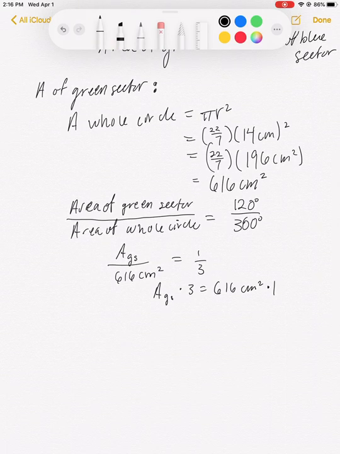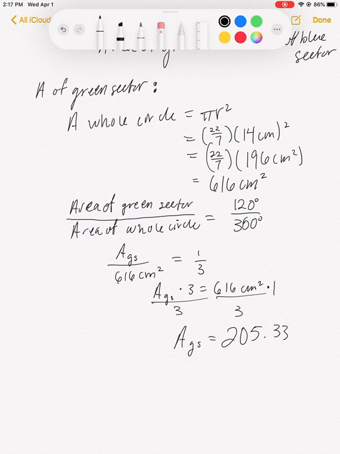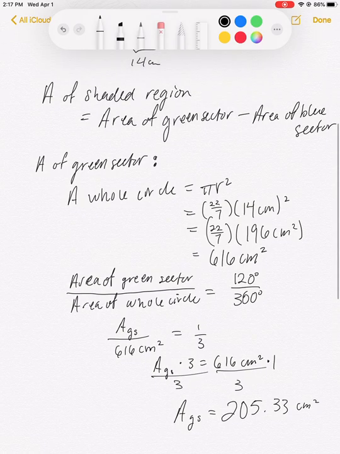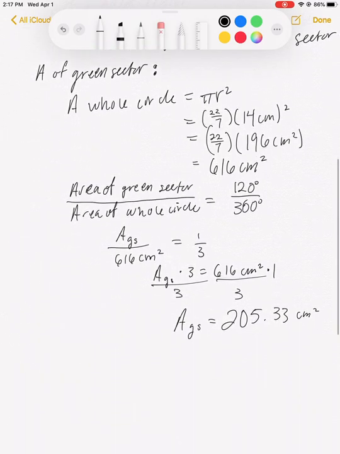And so we need to divide by 3 on both sides, and then the area of the green sector is equal to 616 divided by 3, which my calculator says is 205.3, 3 repeating goes on forever. Okay. Now that's the area of the green sector. So going back to our plan, we have the green sector subtract the area of the blue sector.